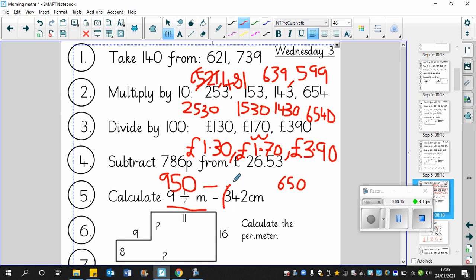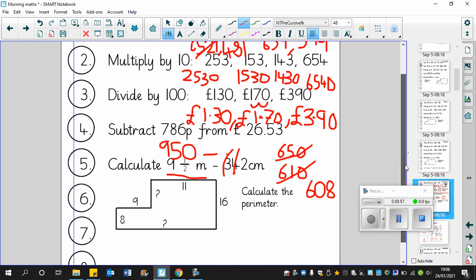So that's done, that's taken away 300. Now we need to take away the 40. Well, 650 take away 40 is of course 610. So we can get rid of that, and we can say, right, now we've done the 4. Now we're going to take away another 2 centimeters. Well, 10 take away 2 is 8, so it's not 610, it's 608. And surely everybody knows that the way you write 608 is 6 and a 0 and an 8, like that. And that finishes question 5.